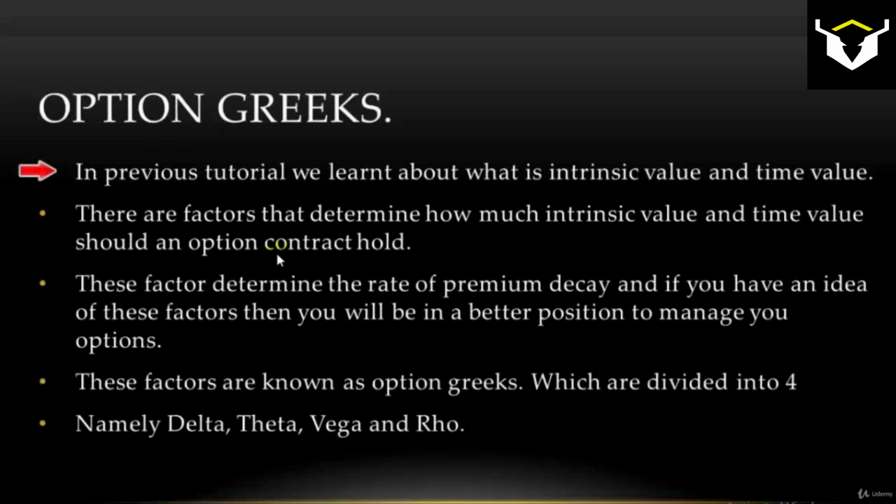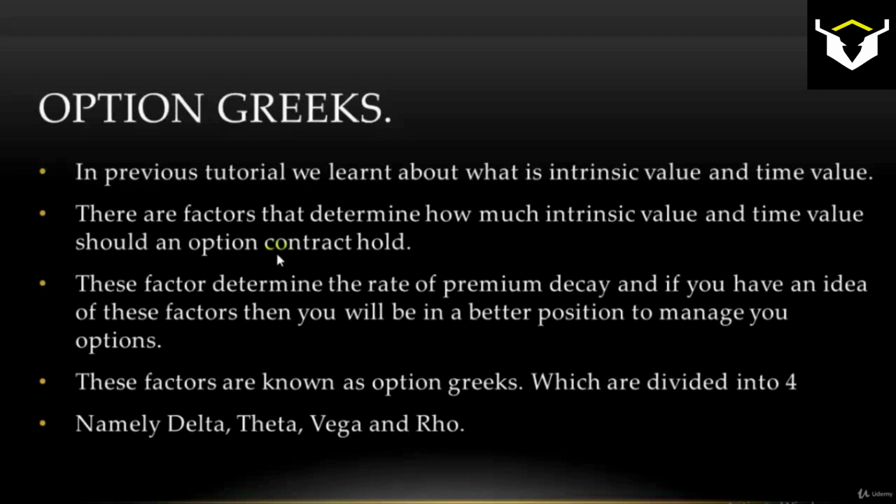Option Greeks. In the previous tutorial, we learned about what is intrinsic value and time value. These are factors that determine how much intrinsic value and time value an option contract should hold. The Greeks are the factors that will determine pricing of options. These factors determine the rate of premium decay, and if you have an idea of these factors, then you will be in a better position to manage your options contracts effectively.